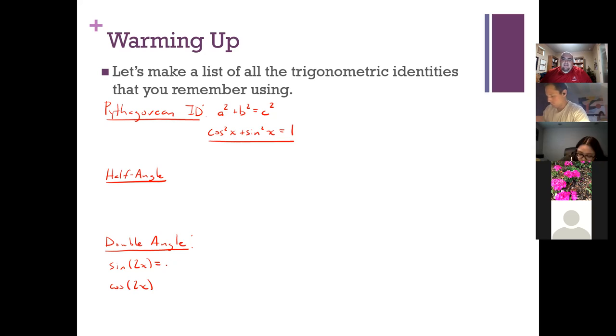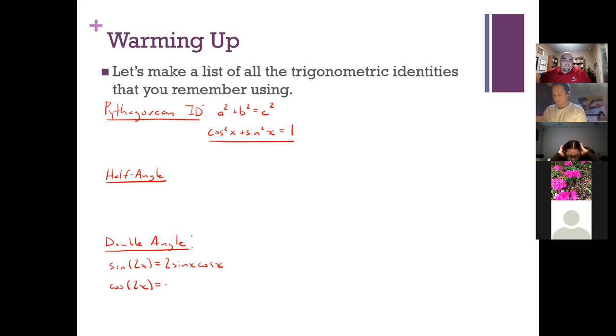Anyone happen to remember what sine of 2x is? 2 sine x cos x. Yeah. I'm so sorry, my mathematical vocabulary is... No, you're fine. I just didn't understand. That's all it was. So yeah, sine of 2x equals 2 sine x cosine x.